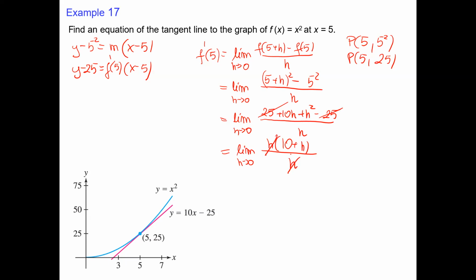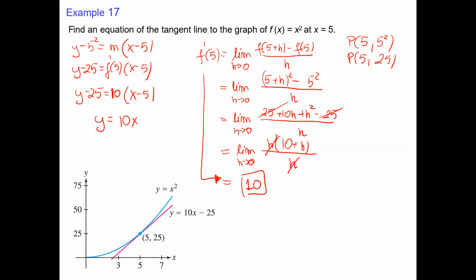And now the 0 is gone. The final answer is 10 plus h, but now we can do the direct substitution. It is 10. That means the slope, the derivative at 5, is 10. Y minus 25 equals 10 times (x minus 5). And when I distribute everything, it's 10x minus 50 plus 25, minus 25. And I think we match with the answer on the graph.